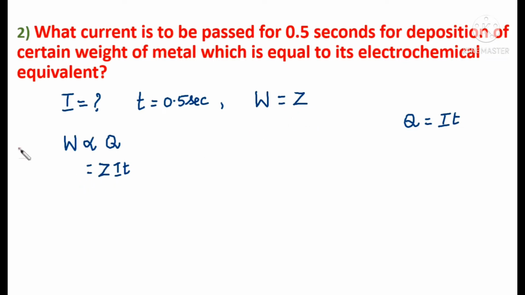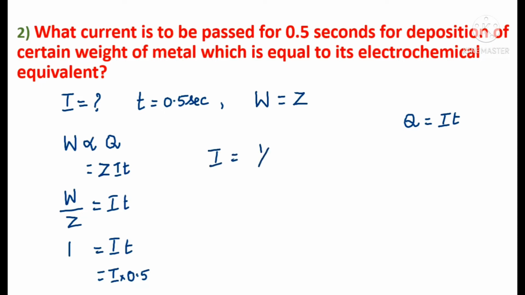When you bring this W this side, the equation becomes W by Z is equal to I into T. Since W and Z are equal, when you divide W by Z, the answer will be 1. So 1 is equal to I into T. What is T? T is 0.5 seconds. We want I, so I is equal to 1 by 0.5. So the answer is 2. What is the unit for current? It is amperes. Understood, students? This is how we should do this problem. We shall see the next one.